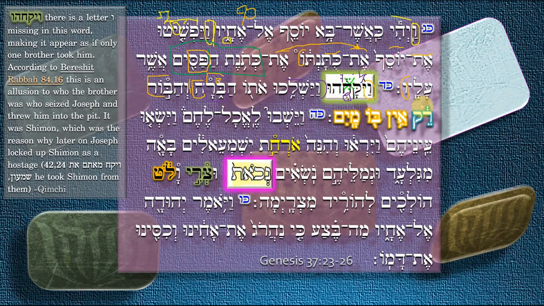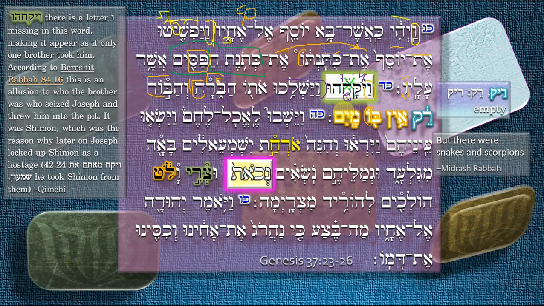Okay, reik, this is another example. This word is often spelled rik with a yod, but here it's got this defective spelling. It just means empty, right? So why does the text bother to tell us that it's empty? And then it clarifies, ein bo mayim. Ein means there was not, bo, in it, with the pronominal suffix o. It literally says in him, because bo is masculine. Mayim, water. There wasn't water in it.